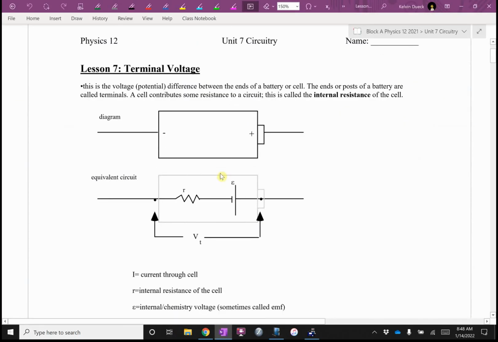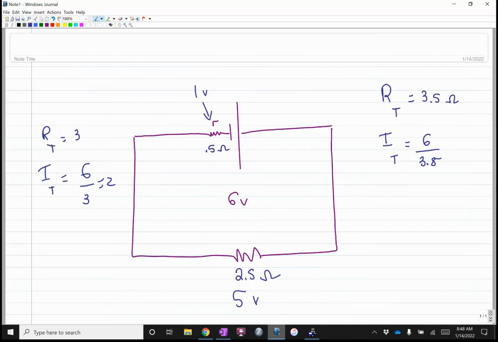Terminal voltage. This is the voltage potential difference between the ends of a battery or cell if you actually measure it in the circuit. The ends or posts of a battery are called terminals. A cell contributes some resistance. So here's a picture of a battery, but in real life, there's a little bit of resistance inside the battery itself as you travel through it. So what we do for our circuit diagram is we either show that, or sometimes you'll even see them draw a little dotted line like that to show you that's the internal resistance.